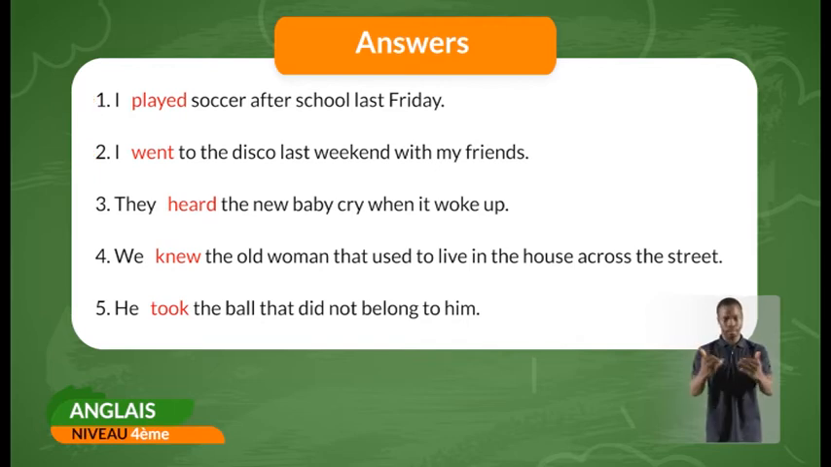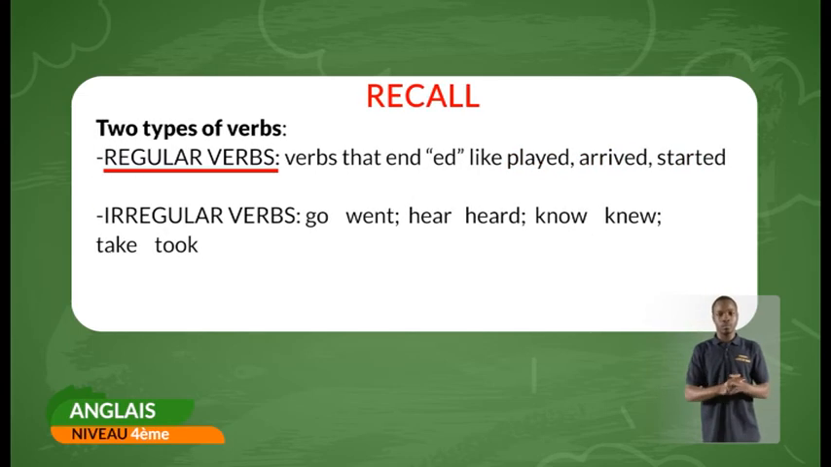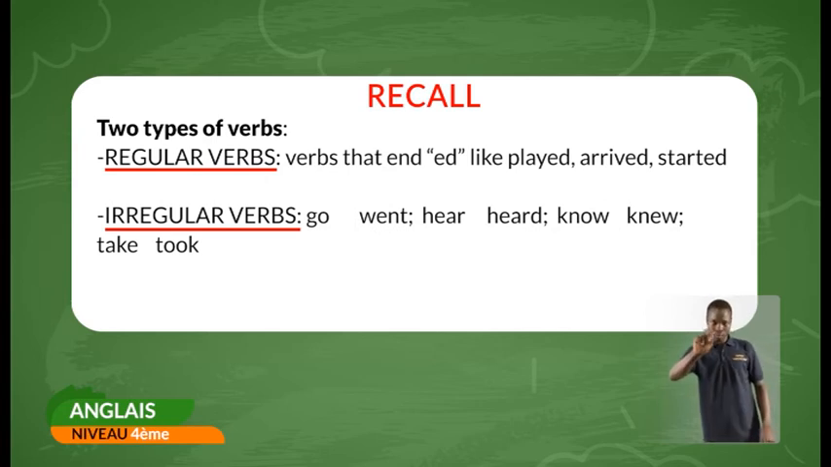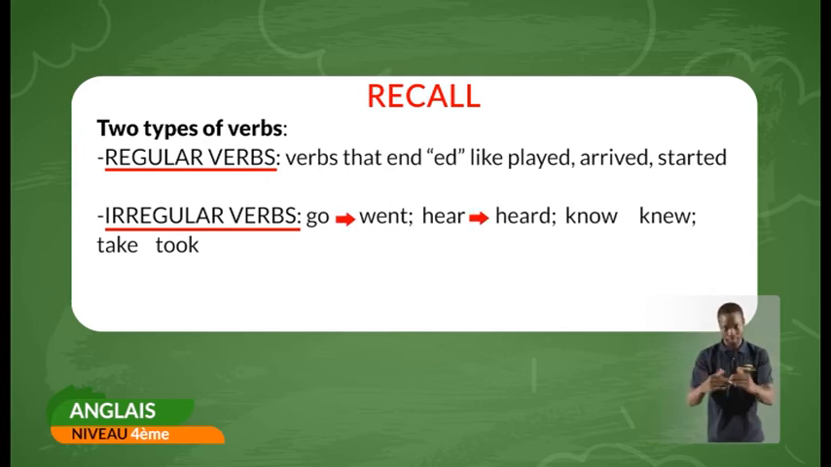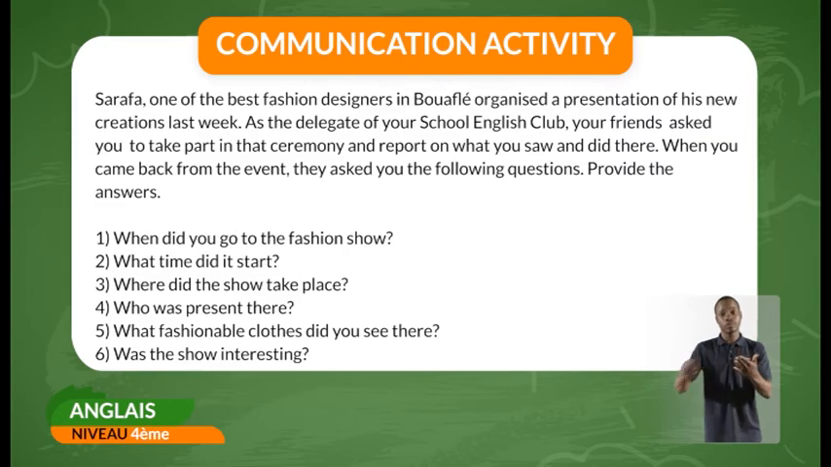Now, it's important to tell you that here there are 2 types of verbs. Verbs that end in ed, like played, like arrived, like started. These are regular verbs. And you have irregular verbs like go, went, hear, heard, know, knew, take, took. These are just a few examples. Well done. Now, we have learned in this lesson some vocabulary words related to fashion. We have learned a tense. Now we're going to use all these elements in a communication activity.